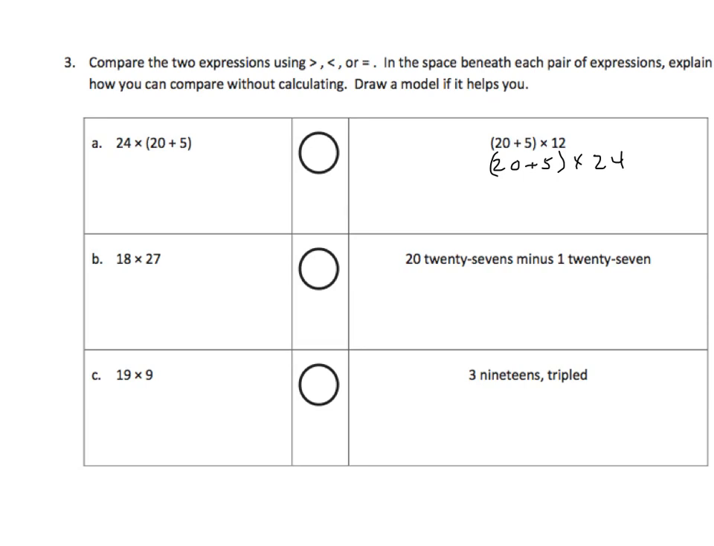Well, it's very clear here, without going through all the computation, that if I take the same number, and we know that 20 plus 5 is 25, I'm going to have a bigger product when I multiply 25 by a bigger factor. And we can use these words to explain it. We could talk about the size of the factor. We could talk about 20 plus 5 is 25 in both cases. It's clear that this is the greater of the two. So without doing the computation, I can say 24 times 20 plus 5 is greater than 20 plus 5 times 12.